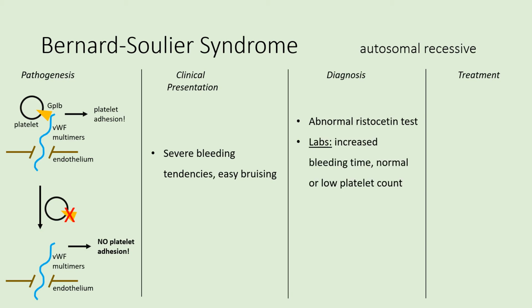Lab findings include a prolonged bleeding time, but platelet count may be normal or it may be decreased. Additionally, a peripheral blood smear will show large platelets. The platelets are large presumably because GP1B also helps with membrane stability and structure, so without this functional protein, the platelet membrane isn't as organized and the platelets become enlarged. Treatment for Bernard-Soulier is a platelet transfusion, just getting healthy platelets back into circulation.